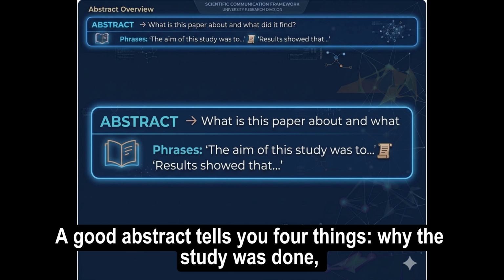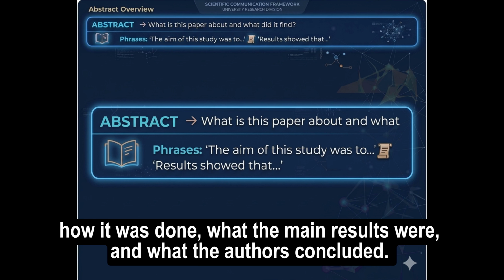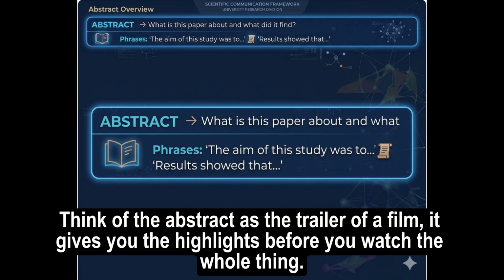A good abstract tells you 4 things: why the study was done, how it was done, what the main results were, and what the authors concluded. Think of the abstract as the trailer of a film. It gives you the highlights before you watch the whole thing.